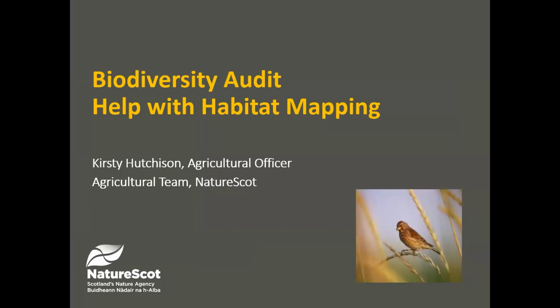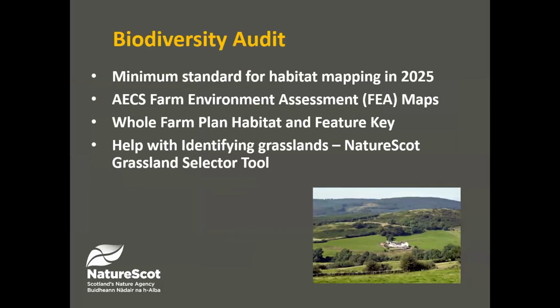Right, thank you very much for inviting me. I'm Kirsty Hutchison. I'm one of the agricultural officers in the NatureScot agricultural team. So tonight I'm just going to cover some key areas for the biodiversity audit. I'll cover the minimum standards for habitat mapping for 2025. I'll also cover if you've already got an agri-environment climate scheme farm environment assessment map. I'll go into a bit more detail on the whole farm plan habitat and feature key. And then I'll just do a little bit more on help with identifying grasslands and show you the NatureScot grassland selector tool that we've put onto our website.